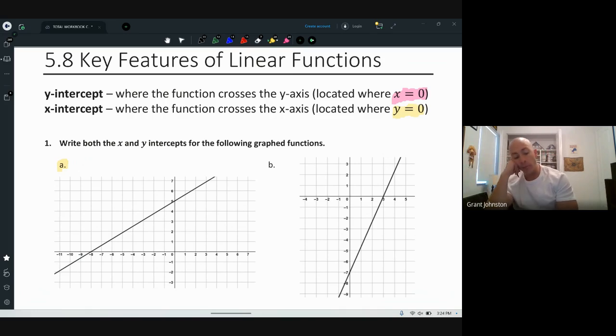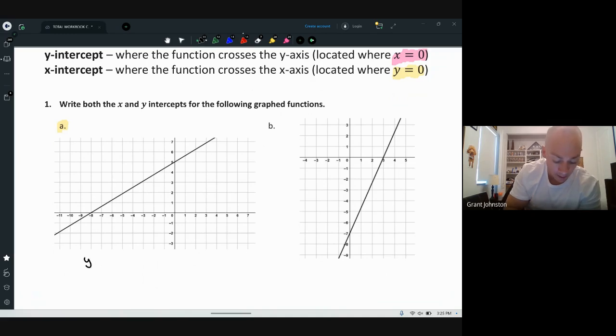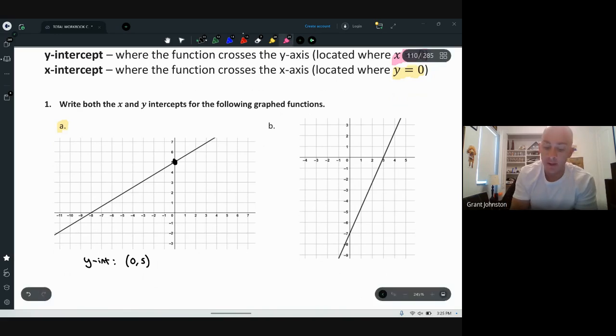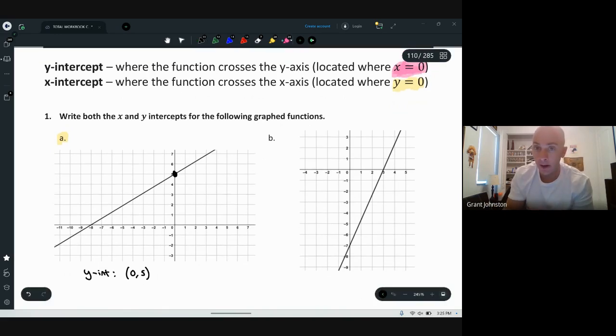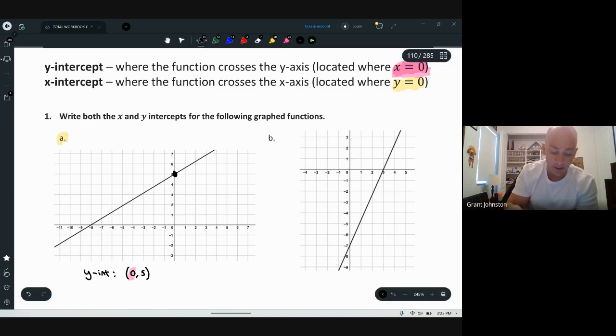So number one says, write both the x and y-intercepts for the following graphed functions. So the y-intercept on this function here, so I'm just going to label y-intercept, is right here. It's at 5. And I'm going to write it as a coordinate. So that coordinate would be at 0, 5, which falls into the idea I've talked about earlier up here, it's when x equals 0, right? We got a 0 in for x there. So that makes sense. And then let's get the x-intercept.